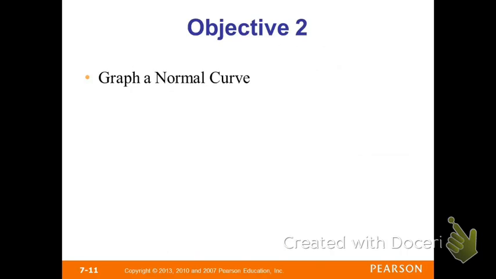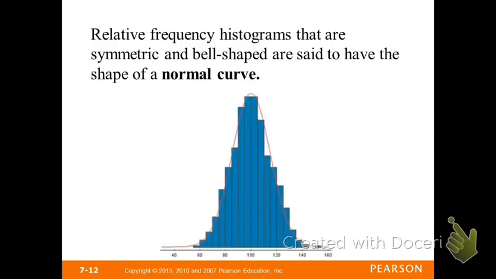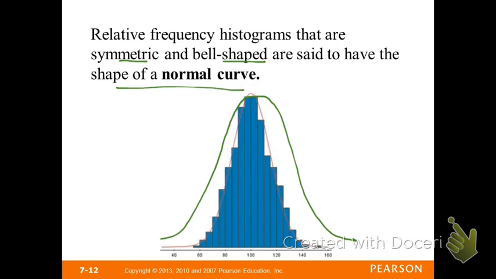Okay, objective 2, graph a normal curve. So much time in a first-year stats class is spent on the normal curve. Some of you know this as the bell-shaped curve or the Gaussian curve, because so many things are normally distributed: heights, weights, SAT scores, GRE scores, test scores, pressure, volume, density, heritable characteristics. So we spend a lot of time on that. Relative frequency histograms, which would be the discrete case, that are symmetric and bell-shaped are said to have the shape of a normal curve.